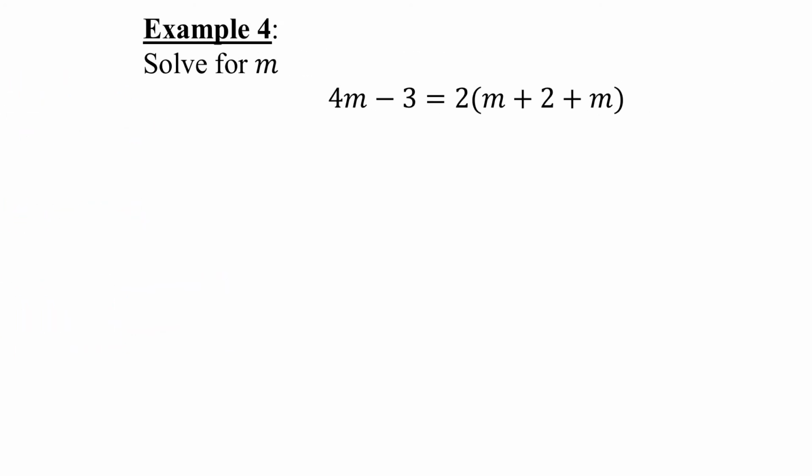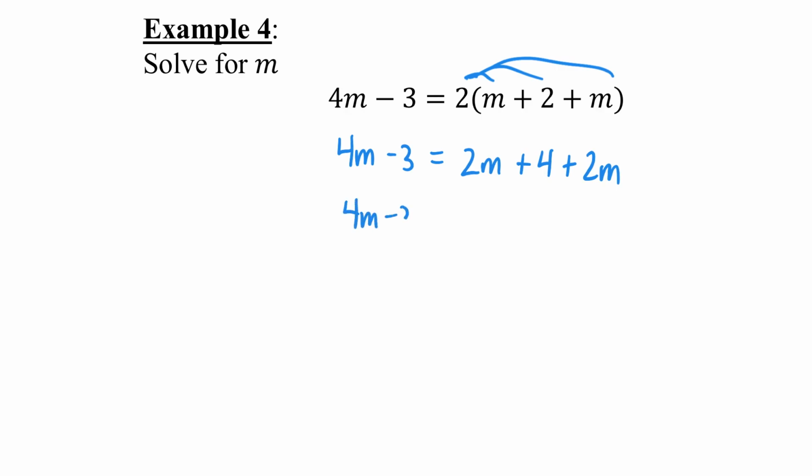All right, let's do this one. Solve for m. You can distribute here if you want. You can combine the m's inside the parentheses. It doesn't really matter. I'll probably just distribute. Some of my other math teachers might judge me for that, but whatever. So you'll have 2m plus 2 times 2 is 4, plus another 2m. And on the left side, we're going to keep our 4m minus 3. On the right side, let's simplify a little bit. So you have 2m plus 2m, that's 4m plus 4.